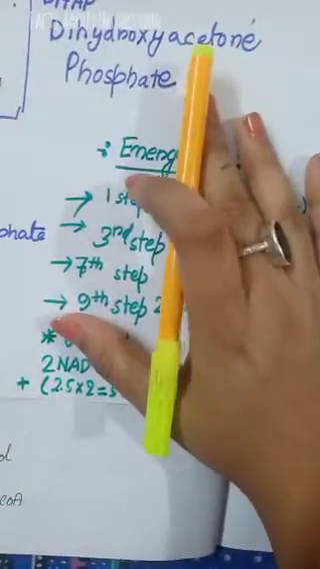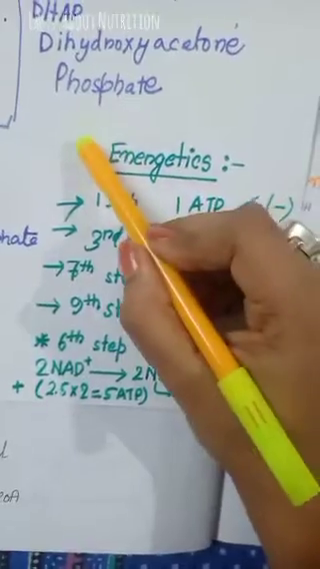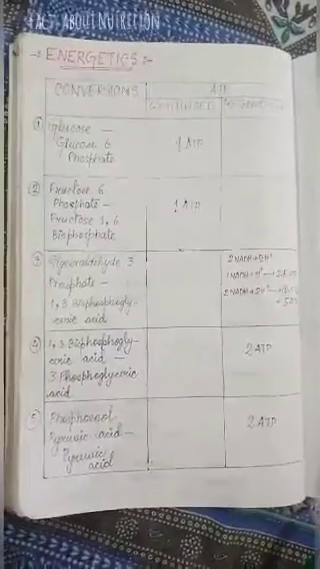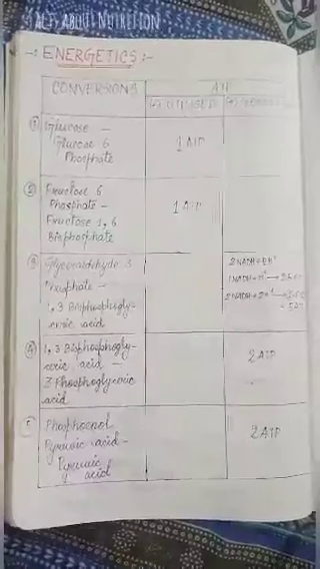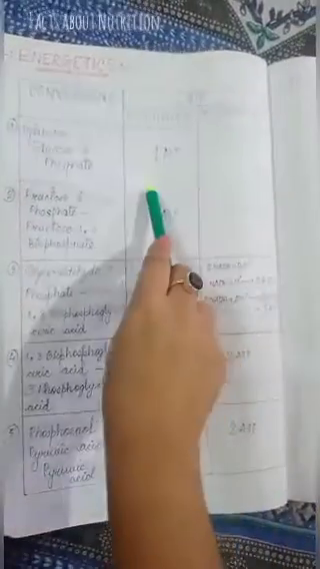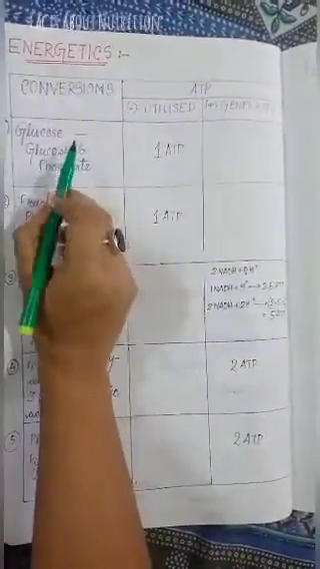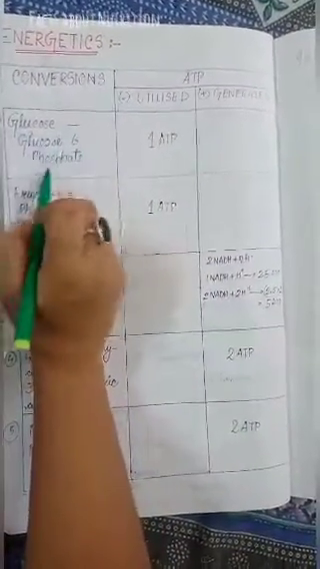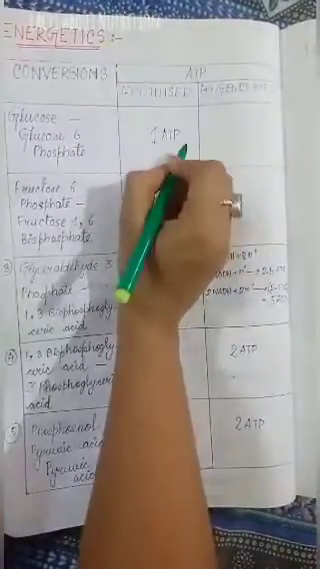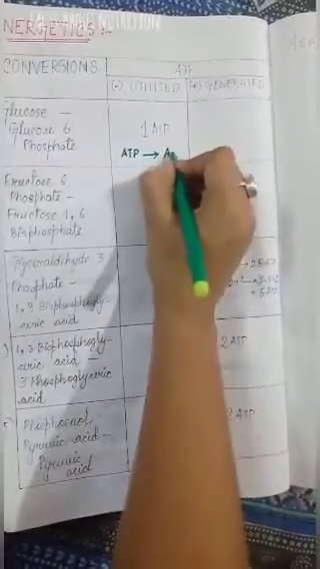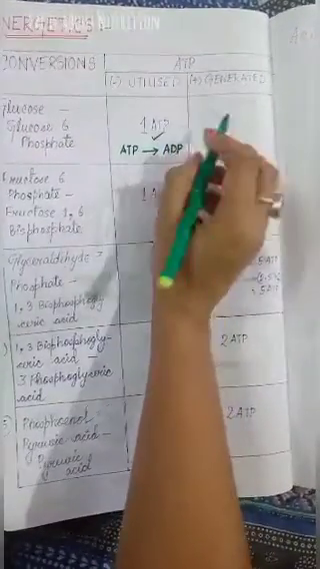Now we come to the energetics under two conditions, in the presence of oxygen or in the absence of oxygen. So now I will discuss the energetics of glycolysis, the ATP generation and utilization. As you can see, when glucose is converted to glucose 6-phosphate, 1 ATP was utilized, that is, from ATP, ADP was formed.